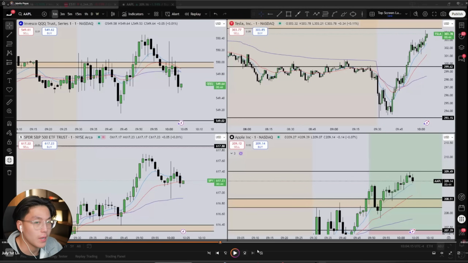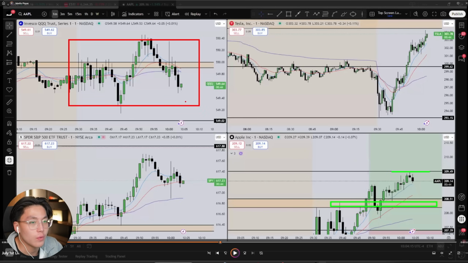Yep, 209.50s. But as you can see right there for Apple, really solid push after holding above your 208 for a push up and towards your 209.50. As for the QQQ, basically just a lot of consolidation, but right there, that was a good example of waiting for that reclaim above your previous day highs.